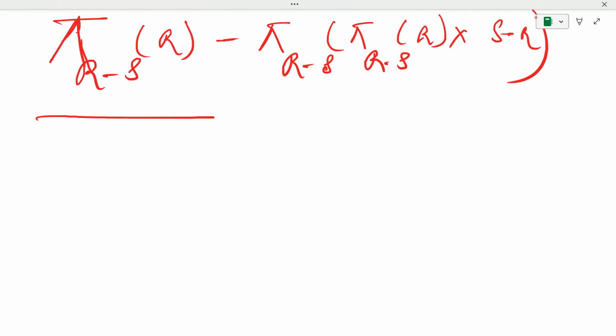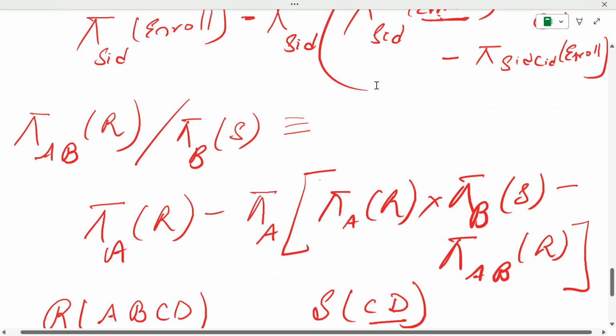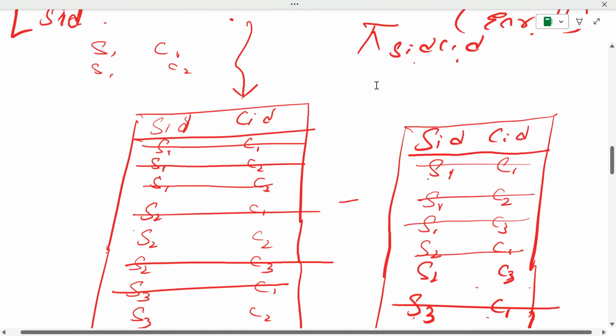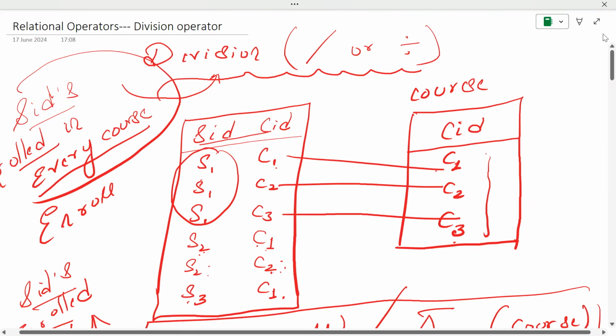So this is all about the division operation, and we will see some questions on relational operations, like how to write the relational algebra query corresponding to a statement, in the upcoming video. That is all for this part. Thank you very much.